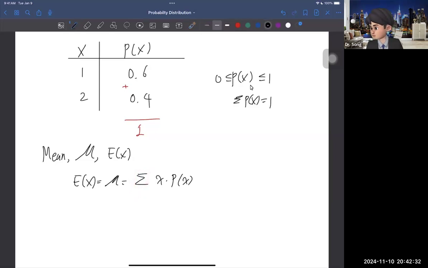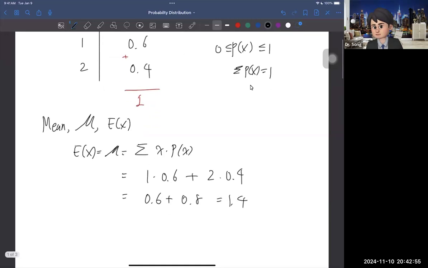In this example, you see that the first x is x equals 1, and the probability of x equals 1 is 0.6. So 1 times 0.6 plus, when x equals 2, the probability is 0.4. So it turns out 0.6 plus 0.8 is 1.4. The mean is 1.4. Very straightforward.